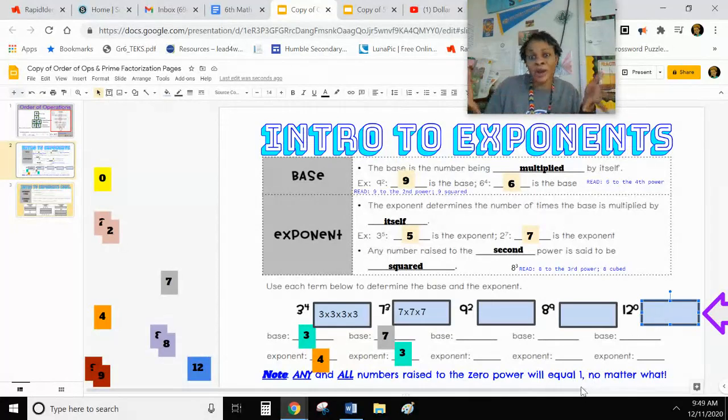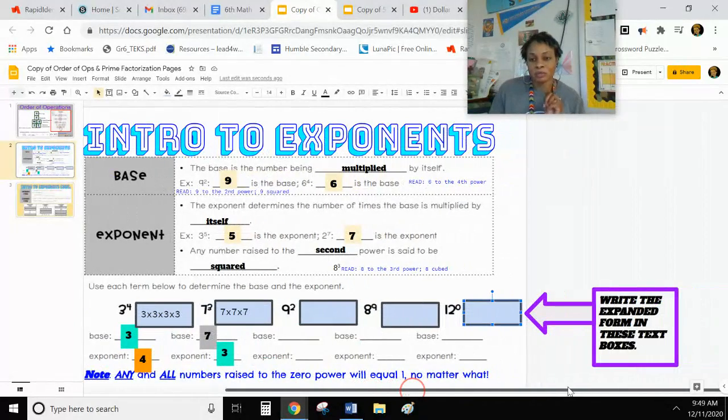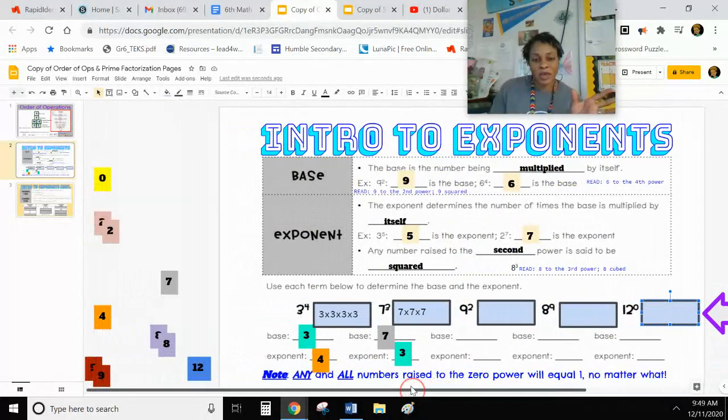In the same category, any number raised to the 1st power is just the number. So if I had 3 raised to the 1st power, that means 3 is only multiplied times itself once, or 3 is 3. So it's going to be the number. So anytime a base is raised to a power of 1, it's that number. So this was written in expanded form. So things we need to know about exponents.